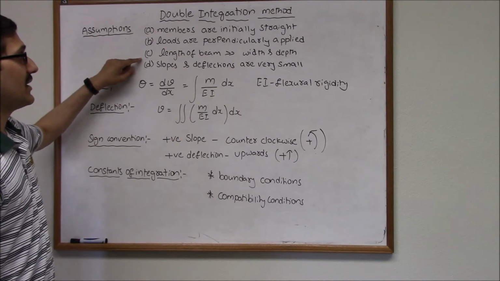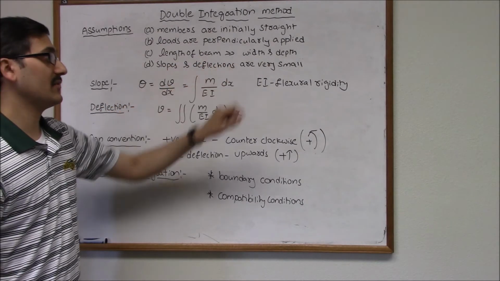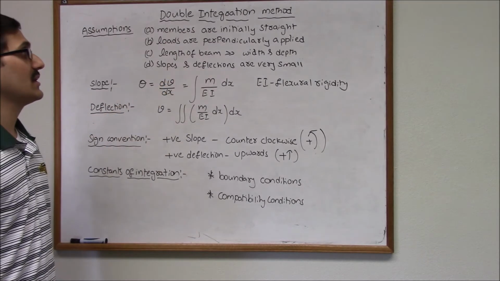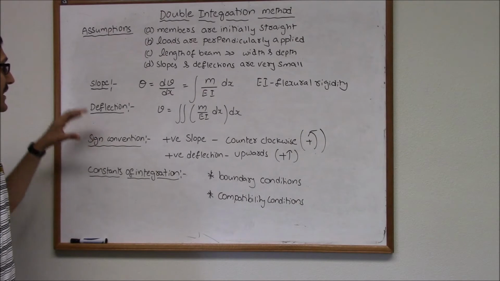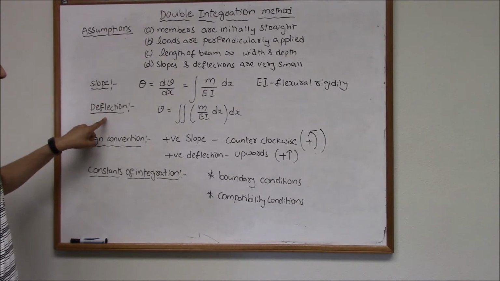When the double integration method is used, the length of the beam should be much higher than the width and depth of the beam. The slopes and deflections in the beams should be very small when the double integration method is used. These are the two equations that we use for evaluating the slope and deflection respectively.